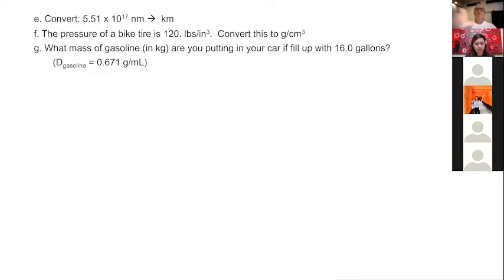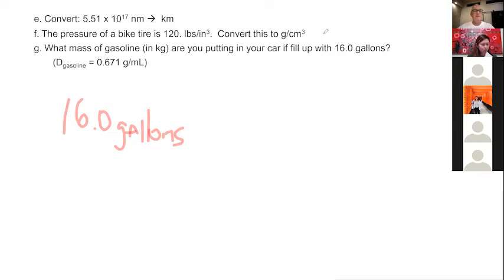So next one. How do we start with this? We need a mass of gasoline. So let's write down what we're given. We're given 16.0 gallons. Pretty much a typical tank, maybe even a little bigger than a typical tank these days. And we need to convert that into kilograms of gasoline.